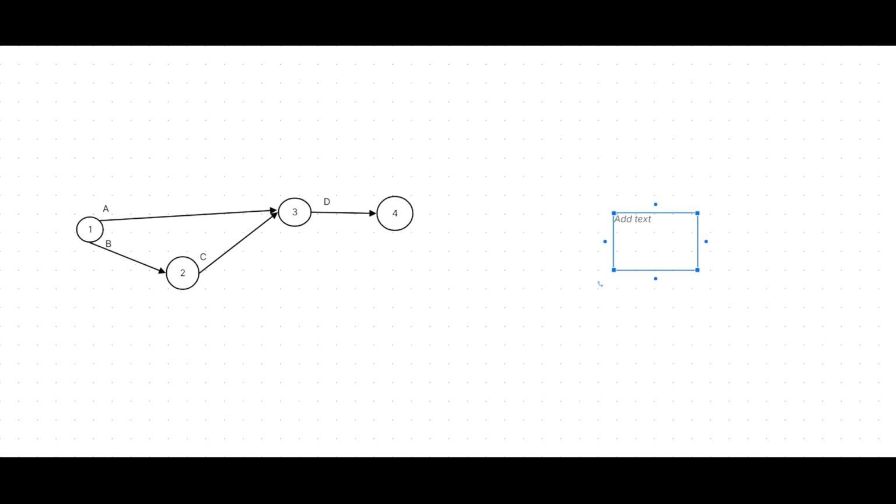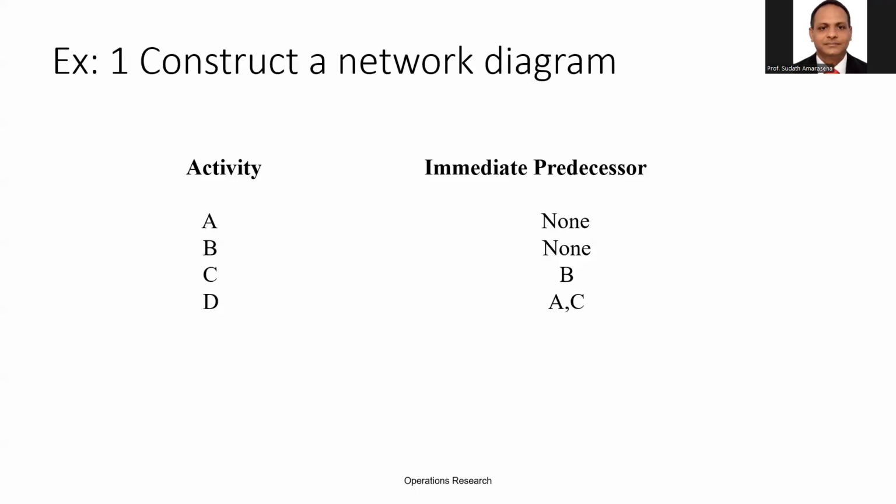Then go to the next. Next, D. We start from event number 3. What does event number 3 represent? Complete A and C both. We need to complete A and C both, because the third event represents completing A and C. Right? Now, you can go to the given example. Let's see whether our diagram is correct or wrong.